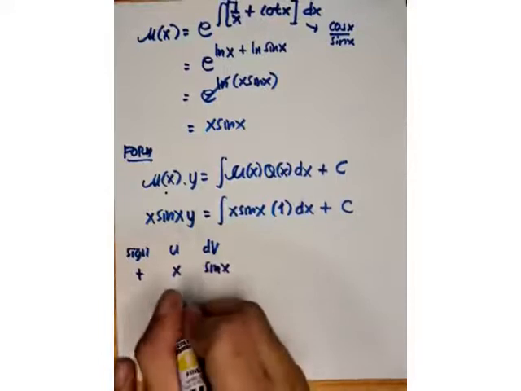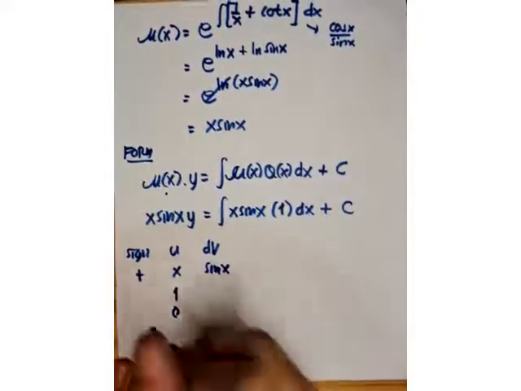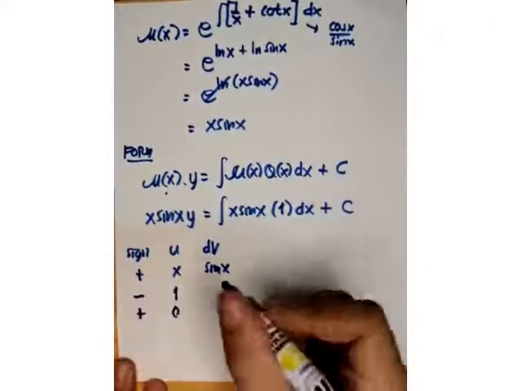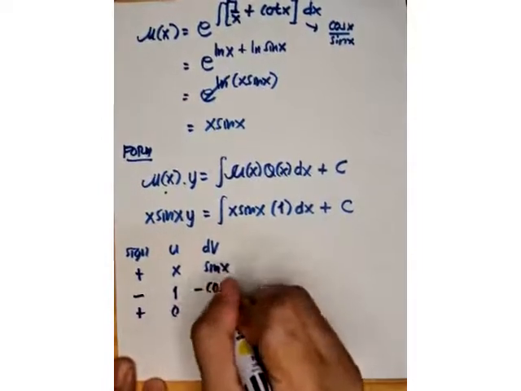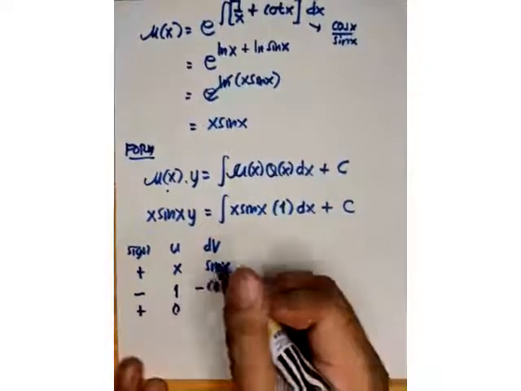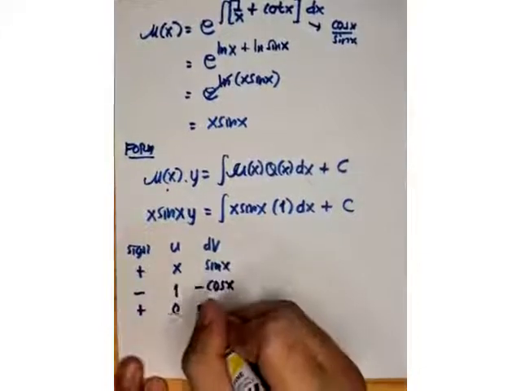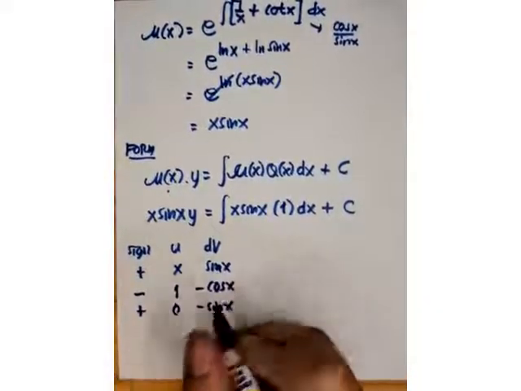Okay, derive nyo muna ito ng derived. So that's 1 and then 0. That's negative, that's positive. So integrate nyo ang sine. So that's negative cosine. Integral ng negative cosine, that's negative sine.